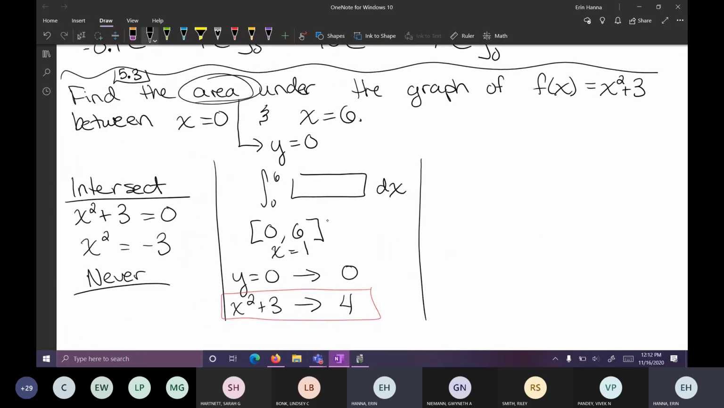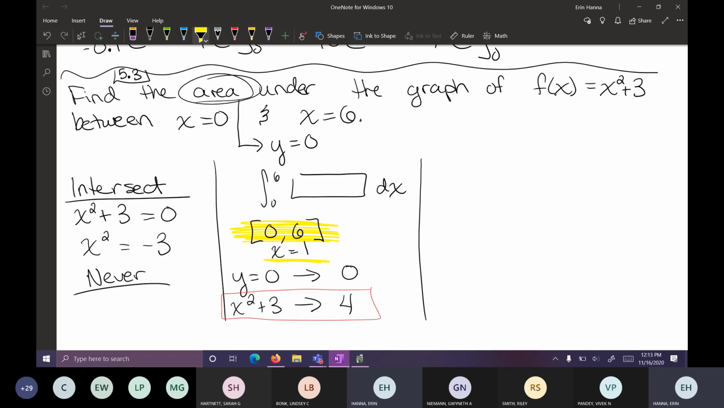So I'm working on the interval 0 to 6. So I pick a point between 0 and 6, whatever point makes me happiest. So I chose x equals 1. And then what I'm going to do is take that x equals 1 and plug it into both functions.